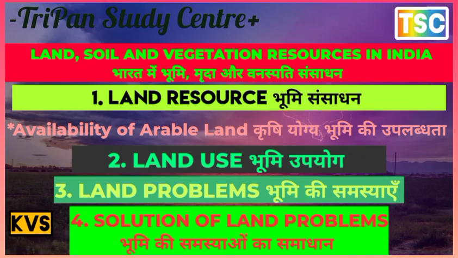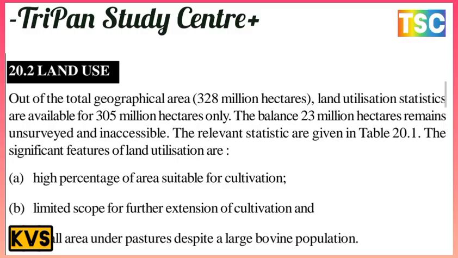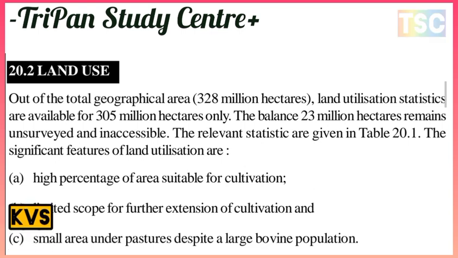The next important topic here is land use. Out of the total geographical area of 328 million hectares, you know that the total geographical area in India is 328 million hectares. Land utilization statistics are available for 305 million hectares only. The balance of 23 million hectares remains unsurveyed, and the relevant statistics are given in the table.